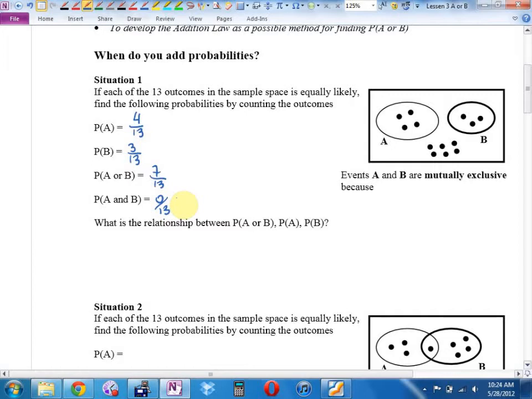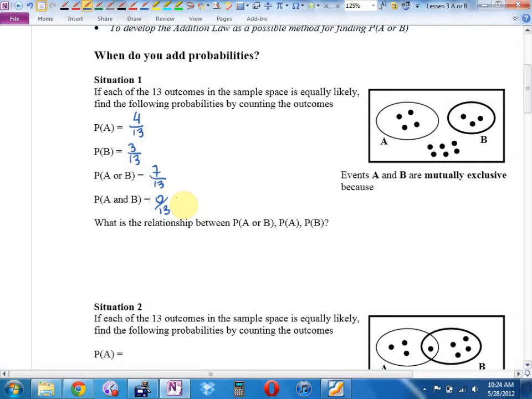0. That would be like, what are the odds of being heads and tails at the same time? 0. What are the odds of being a red card and a black card at the same time? 0. What are the odds of being a red card and a king at the same time? Oh, some overlap, because some kings are red.